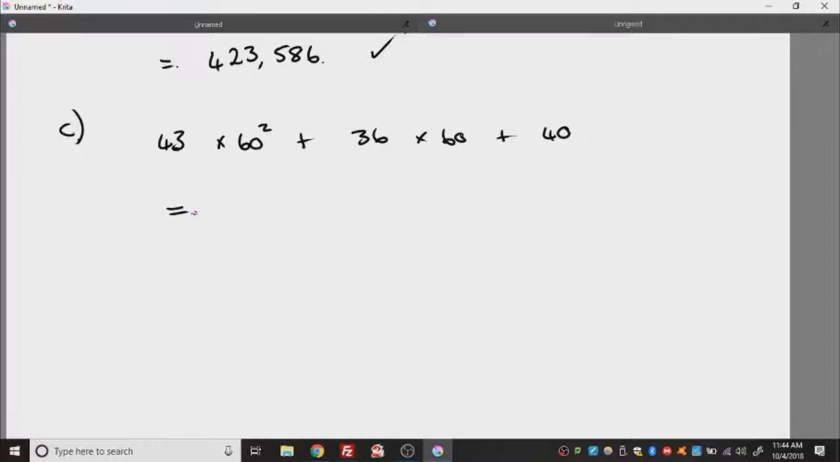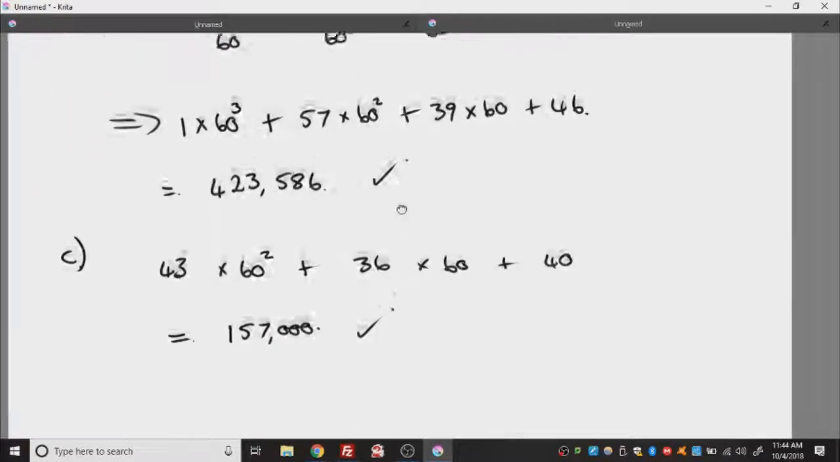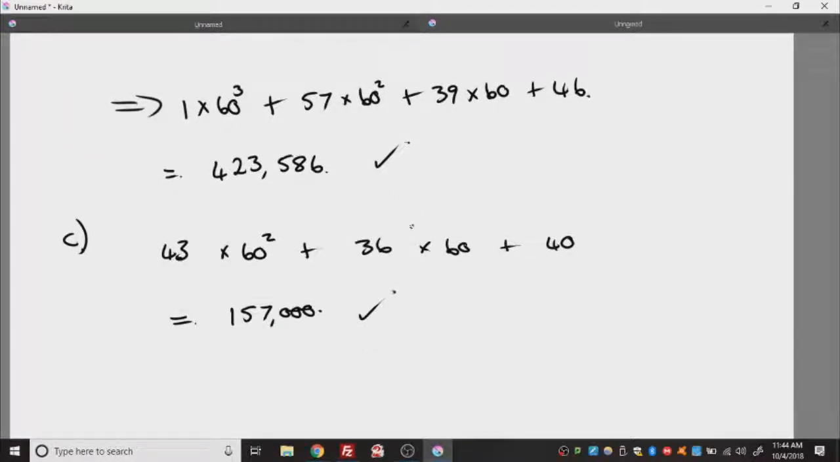Let's see what we get. Sorry, I totally wasn't listening. 157,000. All right. Very easy. Any questions on how to read the Babylonian number and convert it to the decimal quantity? We have a lot of time.